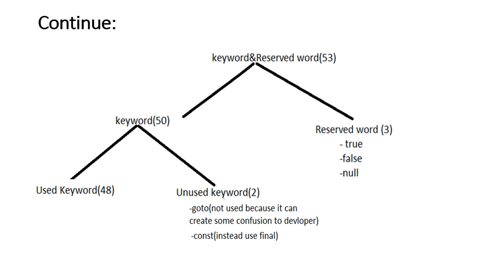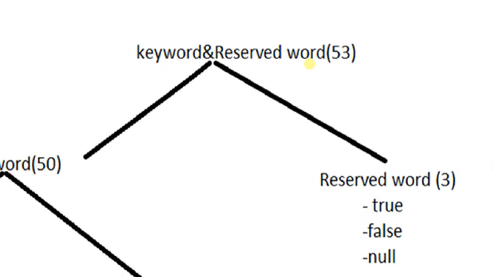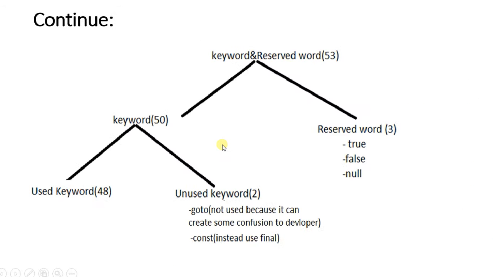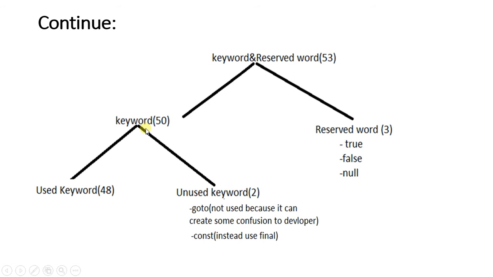I have made one simple structure. It's like a T structure. It's very helpful to you. It's a keyword and 53 keywords. Among them I have made two categories: keywords are 50 and reserved words are 3. First of all, we will concentrate on reserved words. These are true, false, and null. These are the three keywords which belong to the reserved words.